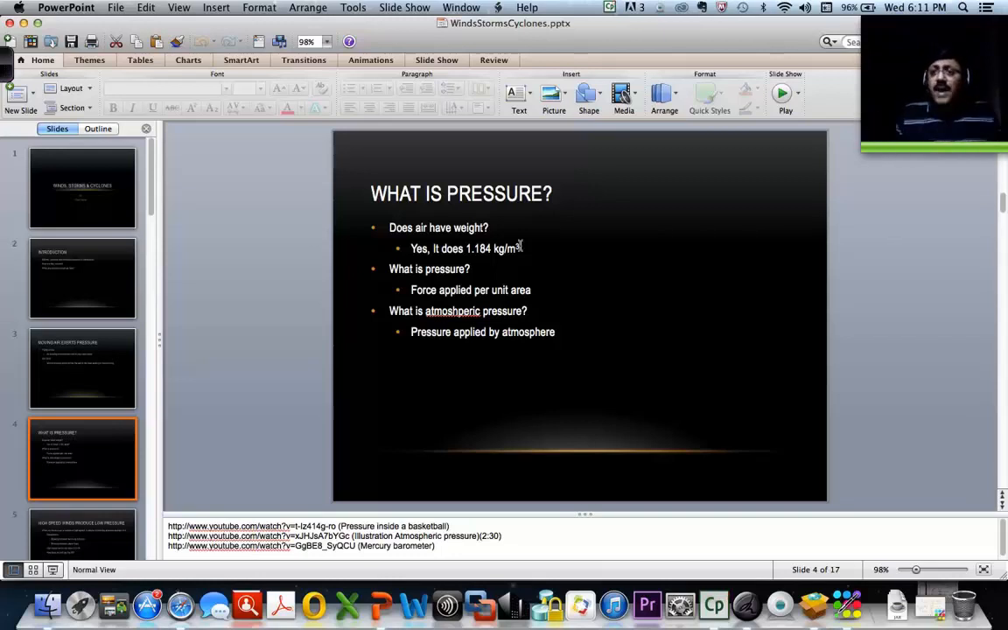Because gases are also matter. So what is happening is that all the 10 kilometer height of air which is standing above the surface of Earth is also being attracted by Earth, and because of that attraction, that air also has weight, and that weight is being exerted. It is like this. Let me go back to the board.